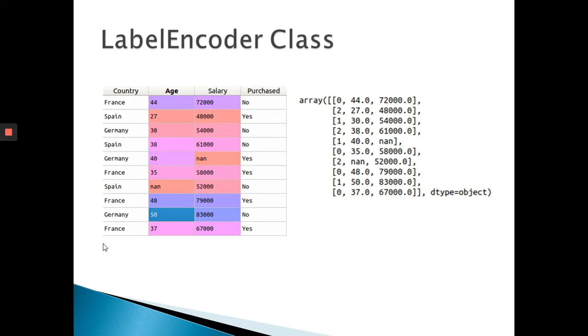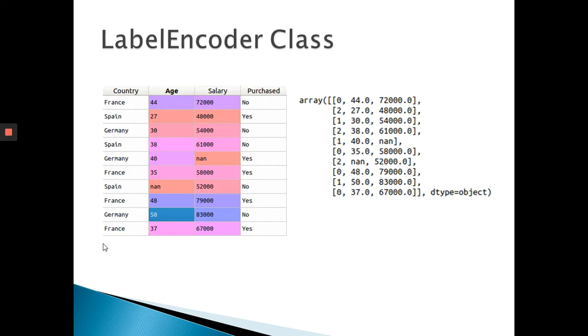First, understand the label encoder class. Suppose you have this type of data set in which the first column has the country name, then age, then salary, and in the last you have the variable output. In the country column, we have countries like France, Spain, and Germany, which means we have three categories of countries. But this is text data. Our machine learning model will not understand this type of data.